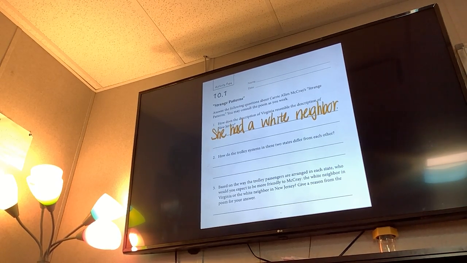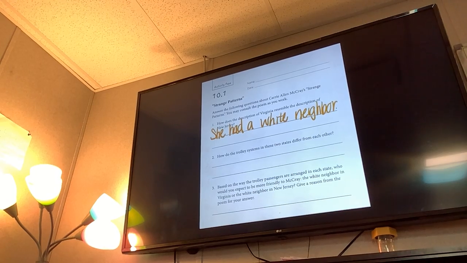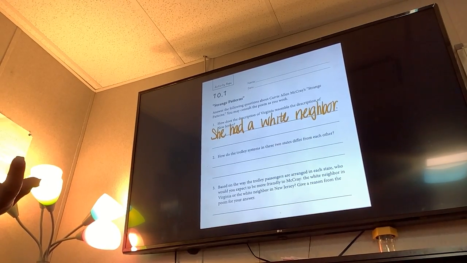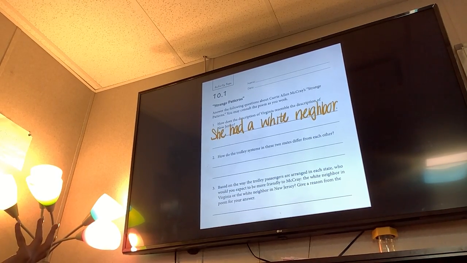This is a great thing to compare to Rosa Parks. Rosa Parks was sitting where on a bus? At the front. She was sitting at the front of the bus. Should she have been sitting at the front of the bus? No, because she was Black, so Black people had to sit where? In the back.